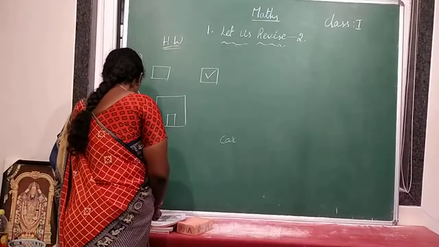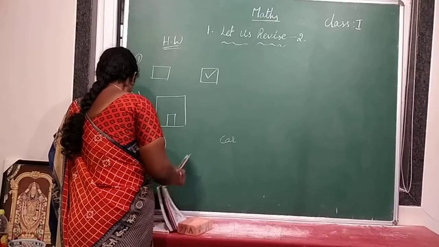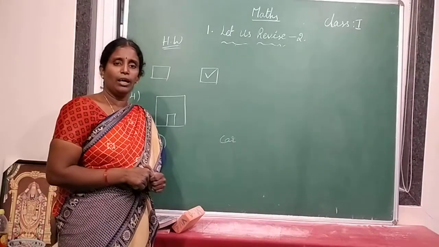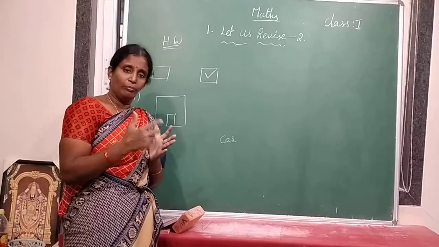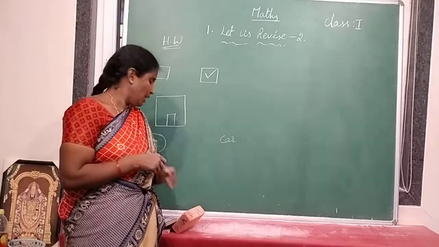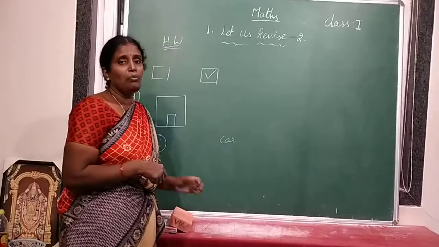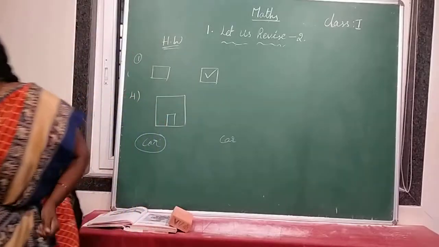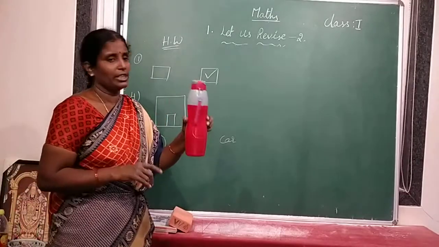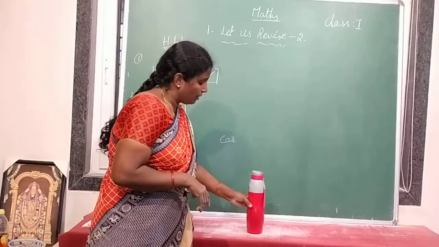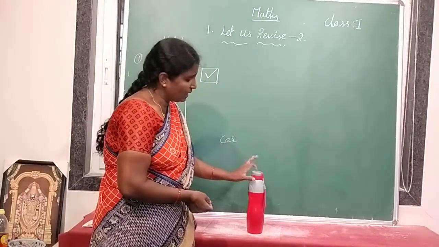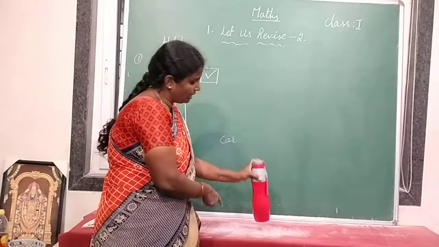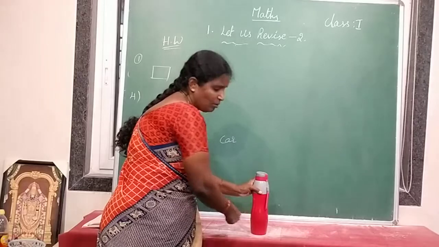And today we are going to learn about top, bottom. Near and far completed. Next, big, small also completed. Now we are going to learn top and bottom. So top means, for example, I am taking water bottle. This is an object. So this is top. This is top and this is the bottom. Understood?